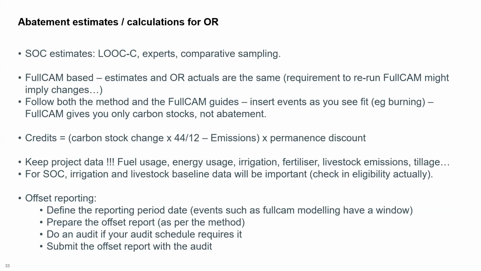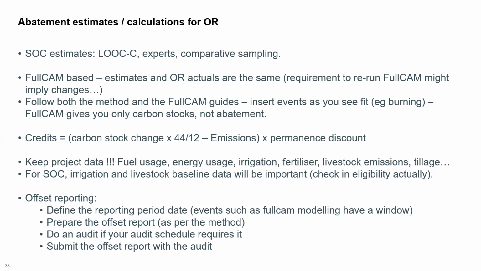You don't have to be very precise. The only purpose of that FAE is precisely to calculate your audit schedule. So as long as you're under 50,000, you're fine. But estimates and actuals in offset reports might be slightly different.